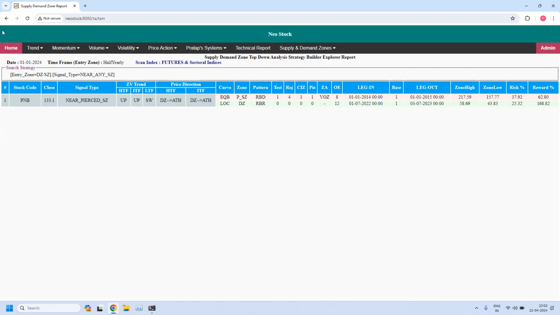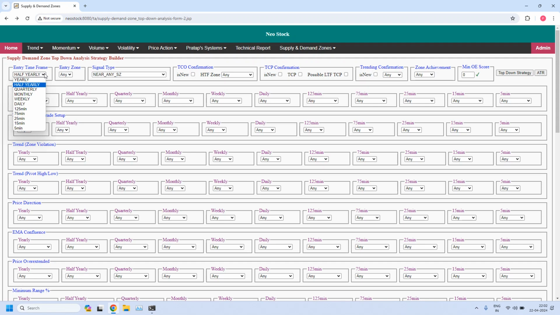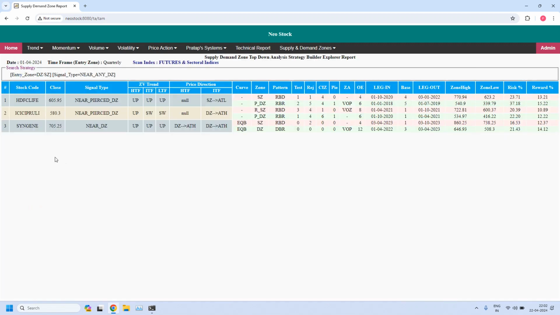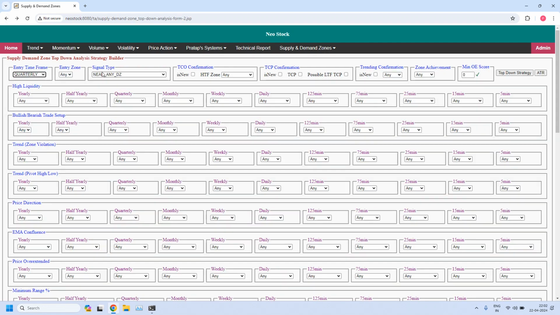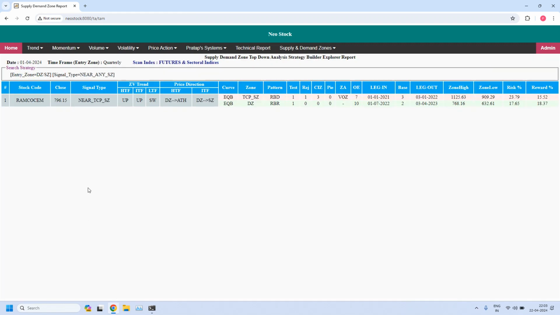So I'm going back, changing the time frame to quarterly. Let us find the stocks near quarterly demand zone. So currently these three stocks are near quarterly demand zone. I'm going back. For quarterly time frame, let us find the stocks near quarterly supply zone. So only one stock is filtered near quarterly supply zone.